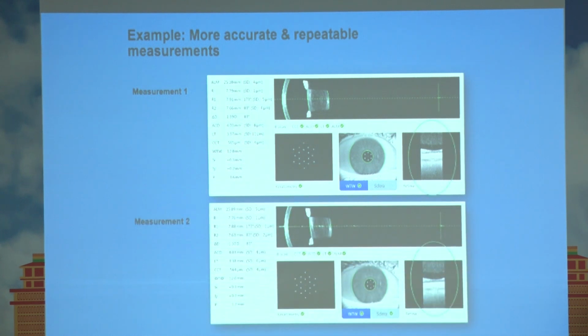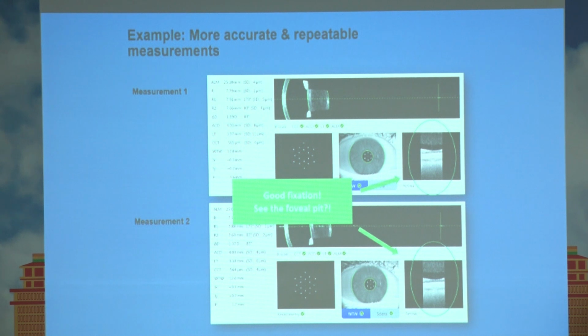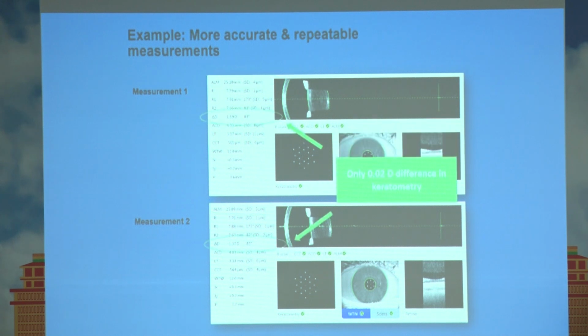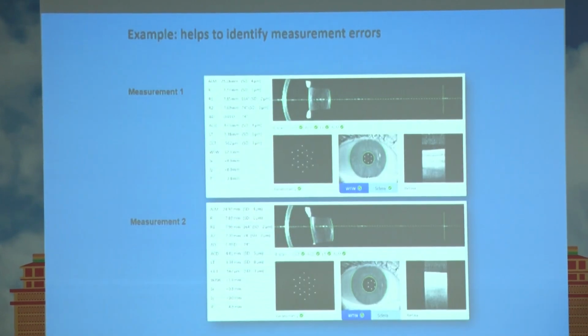So I'll just show you how exactly, if you see with a good fixation, always look for the foveal pit. There is only a 10 micron difference in the axial length measurement, and only a 0.02 diopter difference in the keratometry. This you have to always look into.